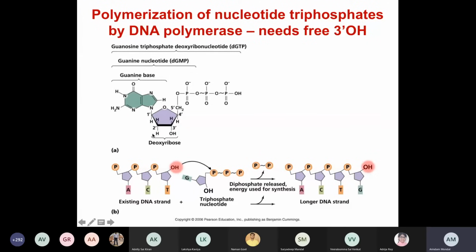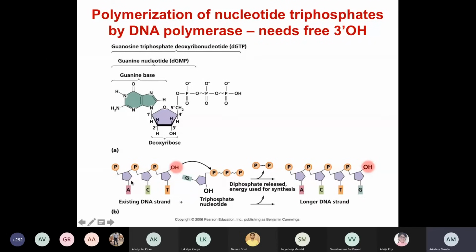And you have a 2' hydrogen at the 2' position, and instead of OH you have a hydrogen. That's why it is deoxyribose. So this is a deoxyribose sugar where the nitrogenous base, the guanine base in this particular case, is attached to the 1' position. And then you have a triphosphate moiety attached to the 5' CH2OH through a phosphoester bond. So this is a triphosphate moiety, you have a sugar, and then you have a base.